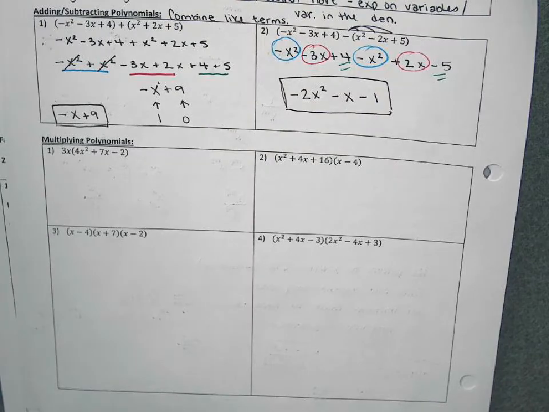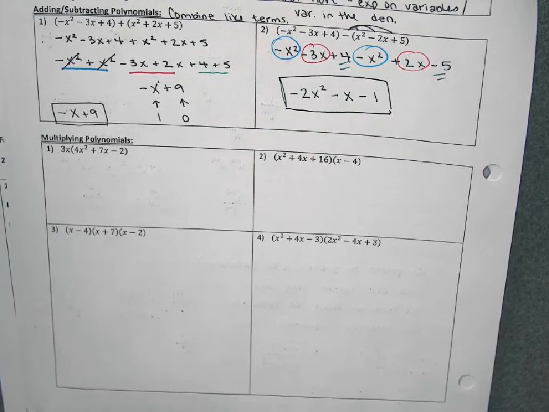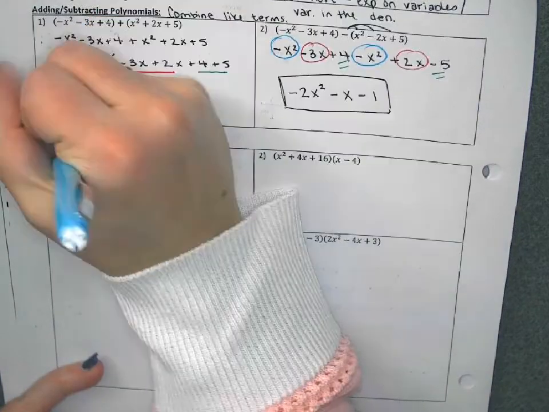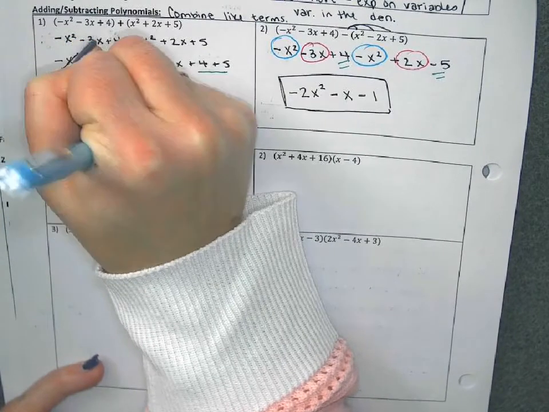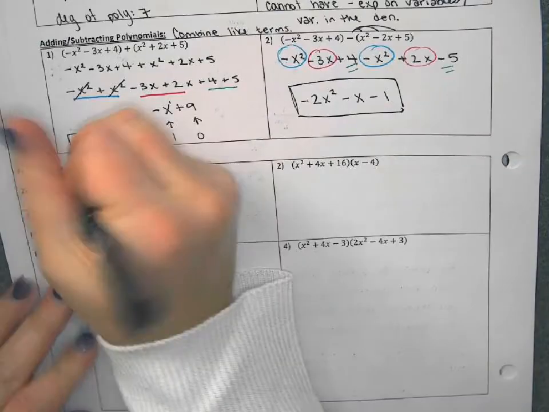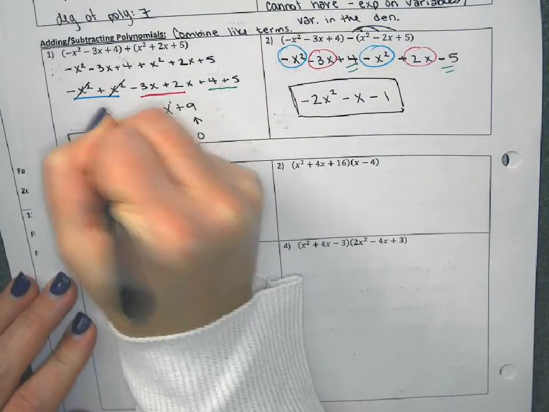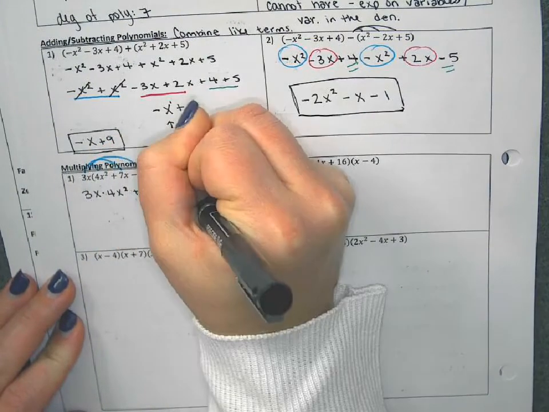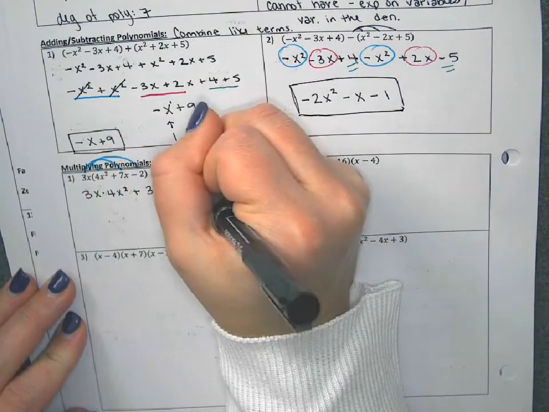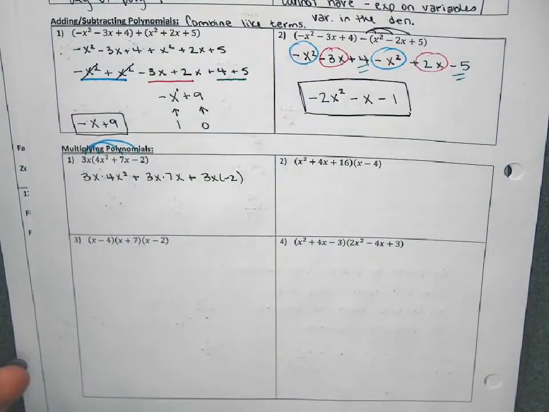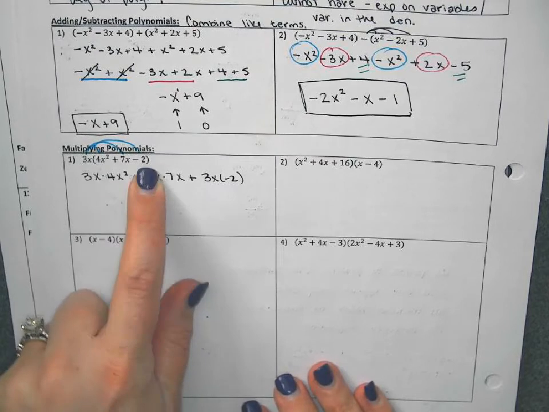Multiplying polynomials. Now you guys know how to do this also. This is just distributing. So if we are multiplying 3x by, which is a monomial times a polynomial, you're just going to take that 3x and multiply by all those terms. What you are then doing is you're taking 3x times 4x squared plus 3x times 7x plus 3x times negative 2. That's all you're doing there, is you're just multiplying 3x by each of these terms.